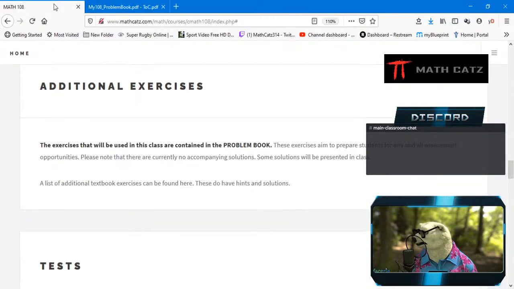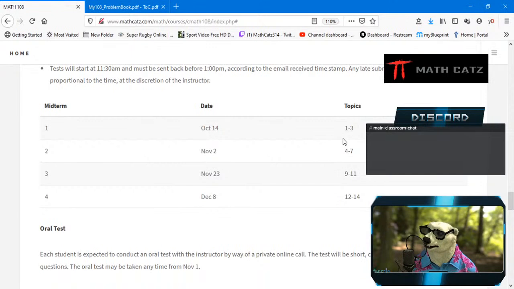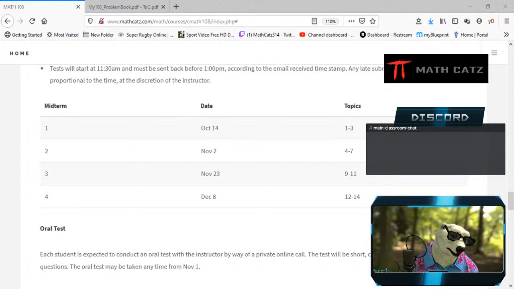That should be on the website too, isn't it? Oh, look at that. Test. Topics 1 to 3. There you go. So everything is on the website as well. So yes, we do get a little bit ahead of ourselves because I want to give people time to study for a midterm. Even though not everything we're doing right now is on this coming midterm, there's a little bit of a delayed effect, unfortunately, but that's common.